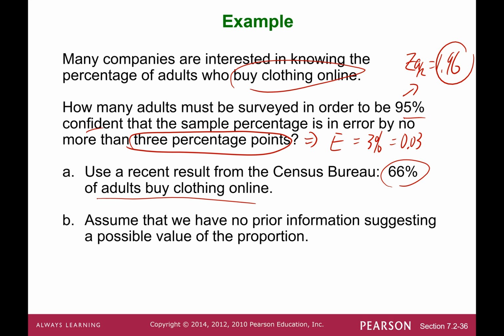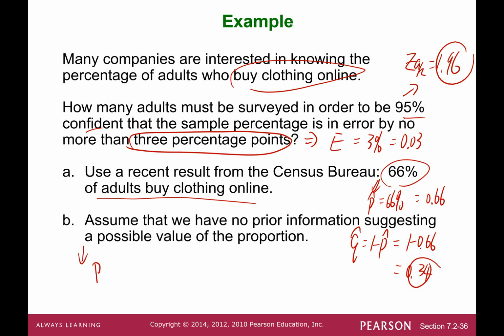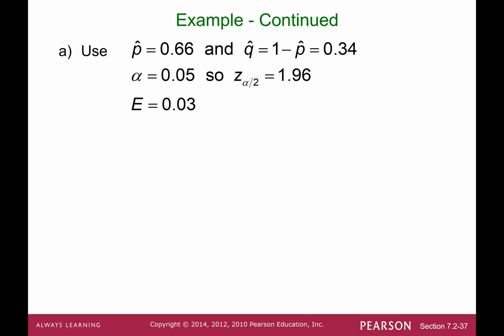Here's a recent result from the Census Bureau: 66% of adults buy clothing online. So from this recent survey we know p hat, 0.66, and we also know q hat, which is 1 minus p hat: 1 minus 0.66 is 0.34. And this is for part B, assuming that we have no prior information suggesting possible values of the proportion. That means p hat equals 0.5 and q hat equals 0.5, to get a conservative estimate.